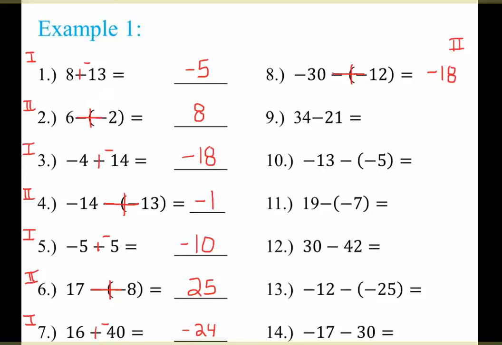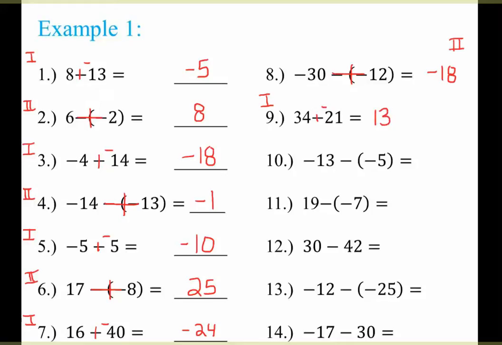All right, number 9, 34 minus 21. This is second grade. You don't really need to follow the subtraction rules here that we've been talking about, but you still could if you want to. Is this a type 1 or a type 2? This is a type 1. Okay, and that minus sign changes to plus a negative. So you basically have a war problem. 34 plus negative 21. Okay, the positives are going to win, and they're going to win by 13.